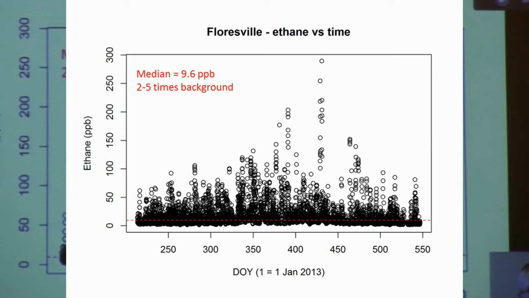You do see a very small seasonality in this. Ethane is typically higher in the winter, which has to do with the fact that we typically get lower boundary layers in the winter. And if we could zoom in to the background values, we would also see that the background is higher in winter, which has to do with the chemical lifetime of ethane in the atmosphere. The median here is already about 2 to 5 times the background. I will come back to this slide.